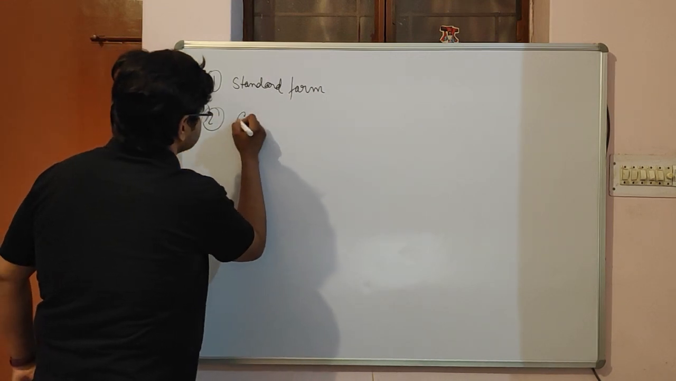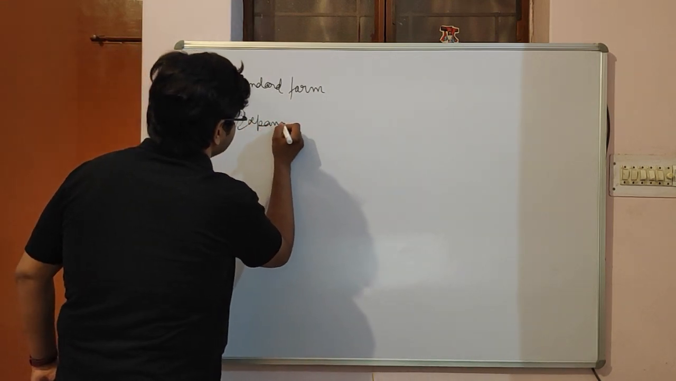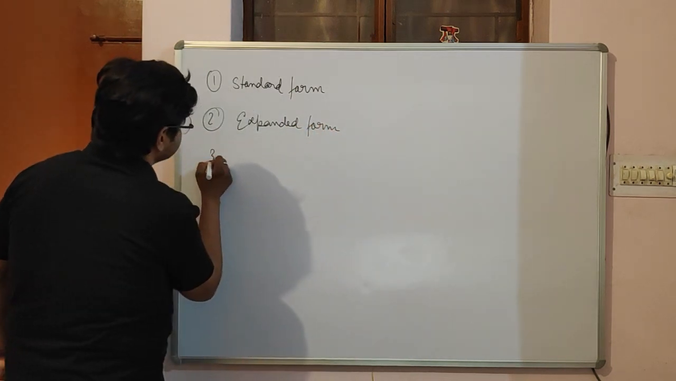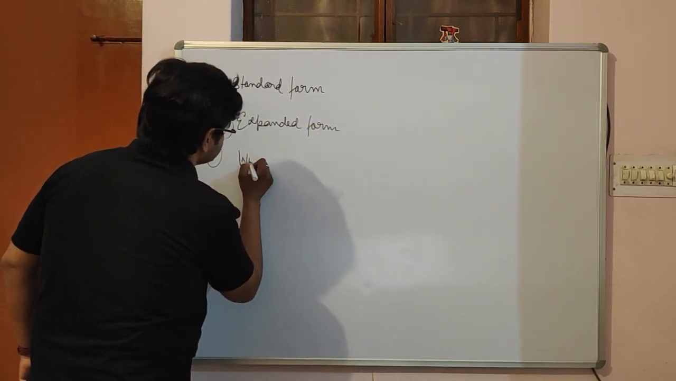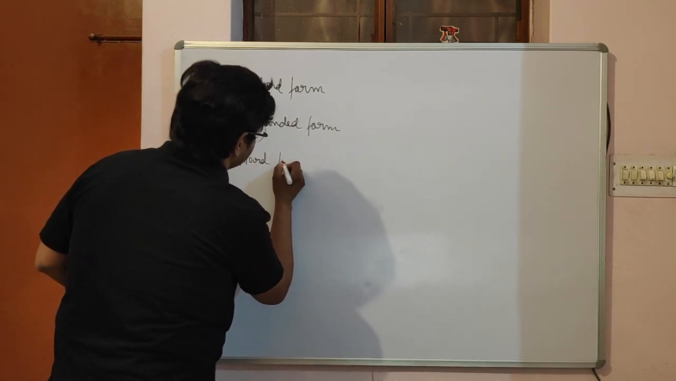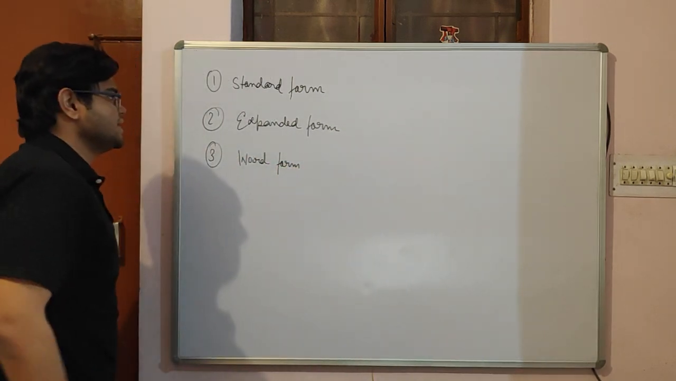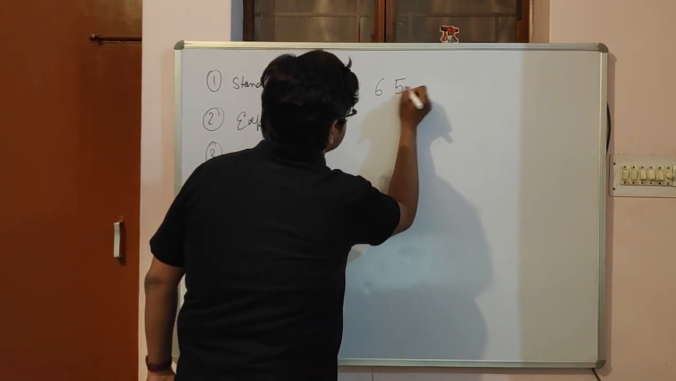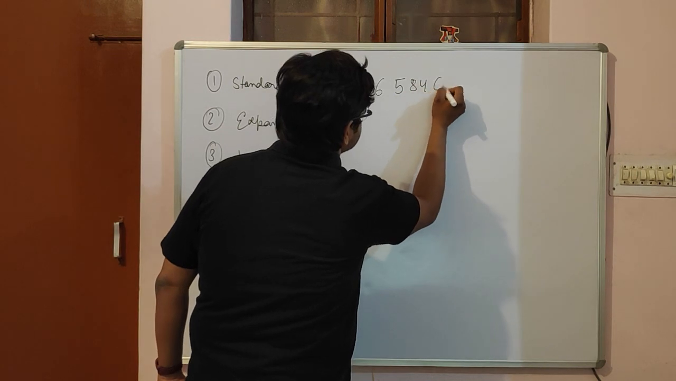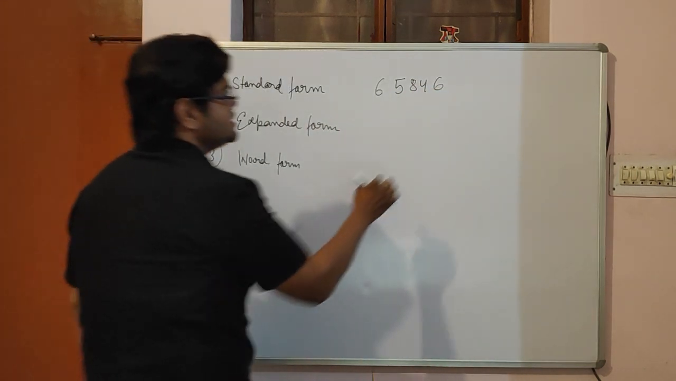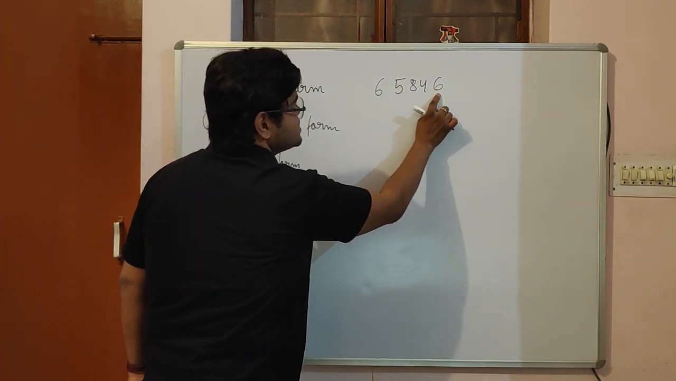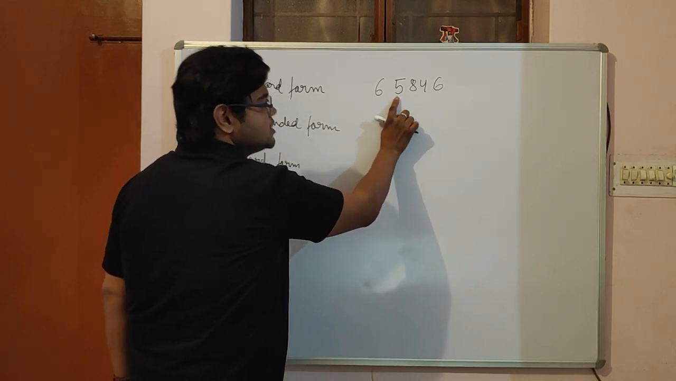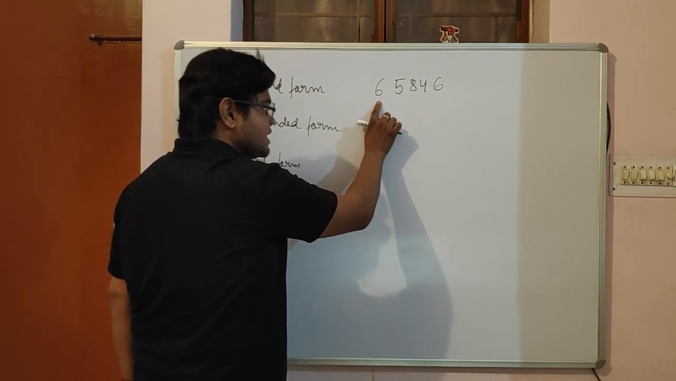Second, expanded form. And third, word form. Let us take an example, the number 65,846. Previously we discussed that this place is ones, this place is tens, this place is hundreds, this place is thousands, and this is ten thousands.